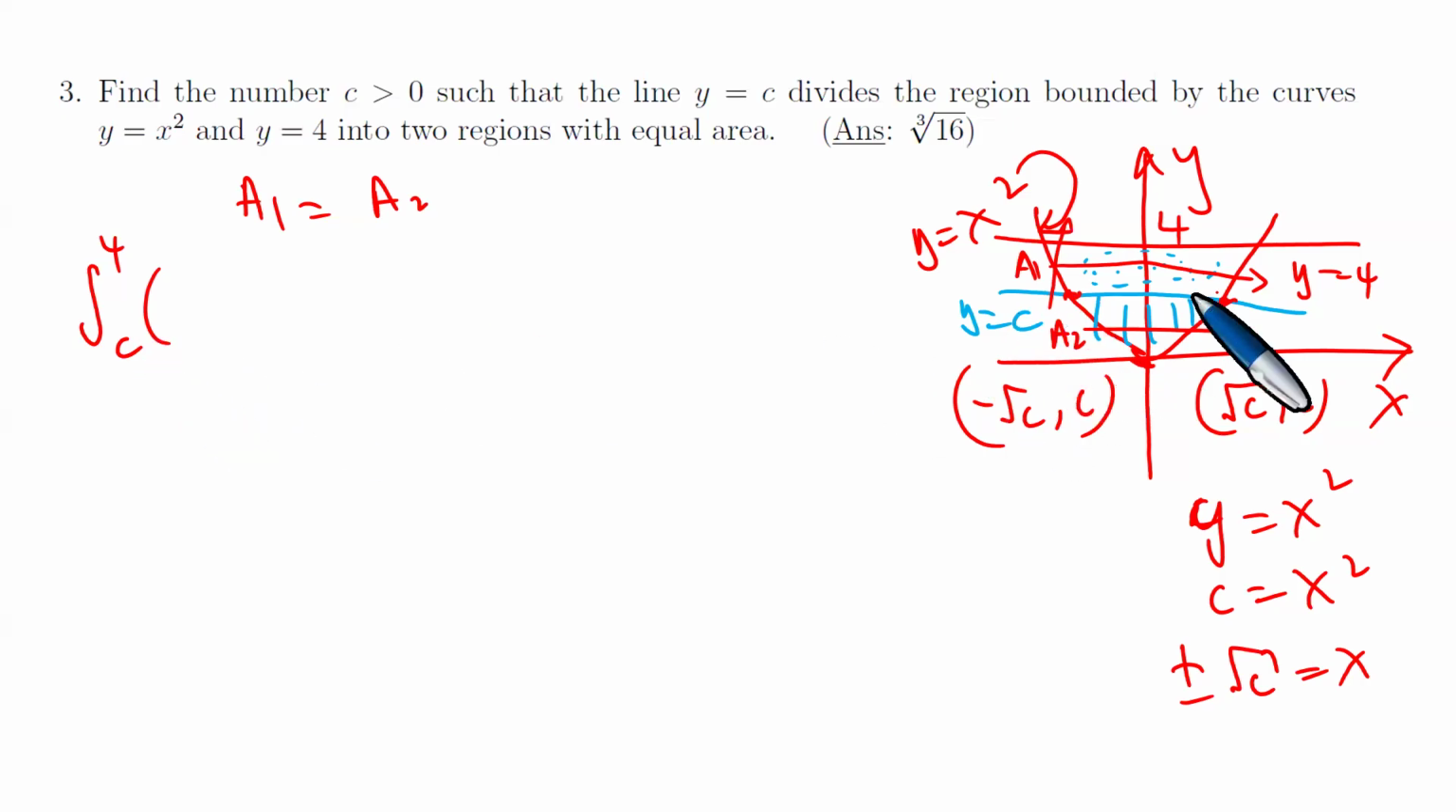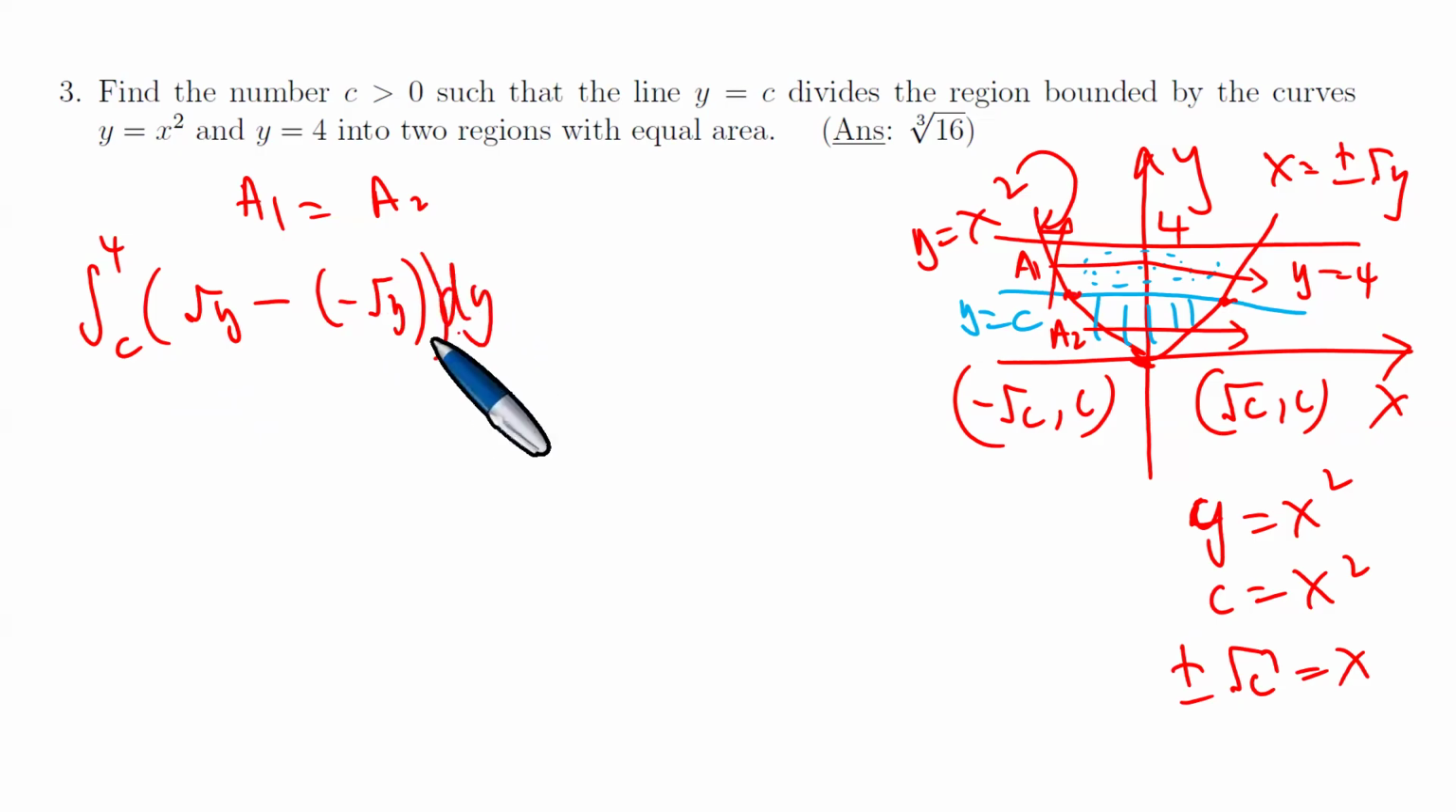Right, if you integrate, it is right minus left. So now right is going to be exactly this one. x equals what? x equals plus or minus the square root of y, but now you're dealing with a positive here. So right is the square root of y minus left, which is minus the square root of y, dy. And then plus, integrating from c to 4.